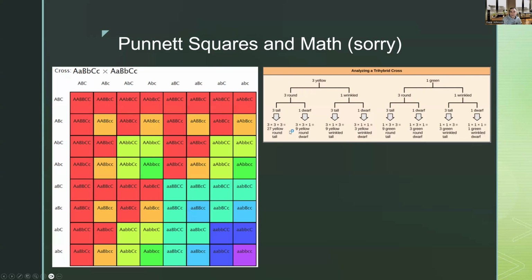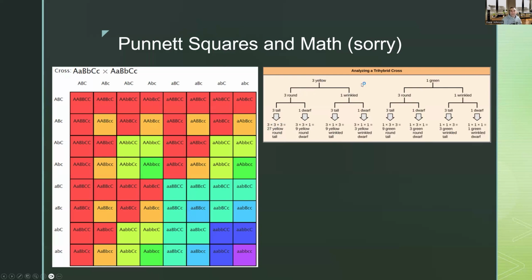So if you want to calculate the probability of any of these phenotypes being combined, you just go 3 times 3 times 3. You'll have 27 that are yellow, round, and tall. They have all 3 dominant phenotypes. 3 times 3 times 1, 9 of them will have the dominant yellow, dominant round, but the recessive dwarf phenotype. 3 times 1 times 3 gives you the 9 yellow, wrinkled, tall. And you see how you're just using these product rules to say, I want to have this and this and this, and you're just asking what's the probability of each in each case?